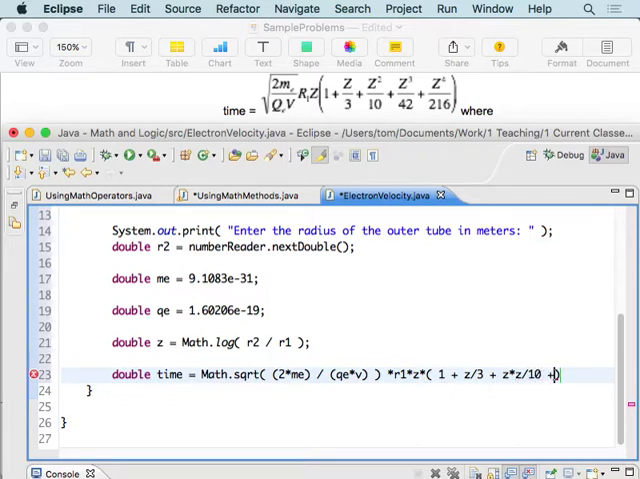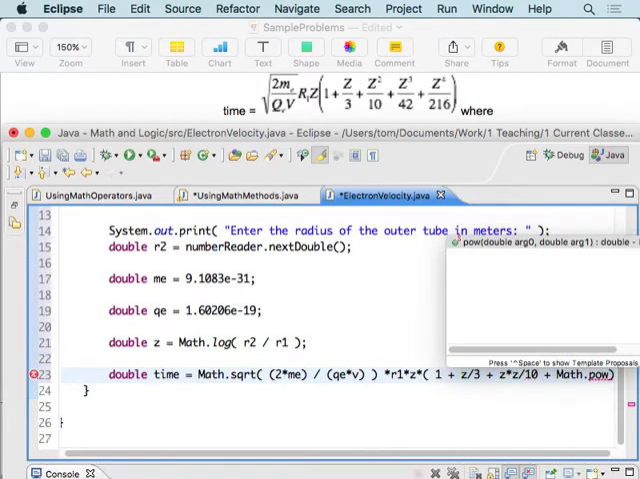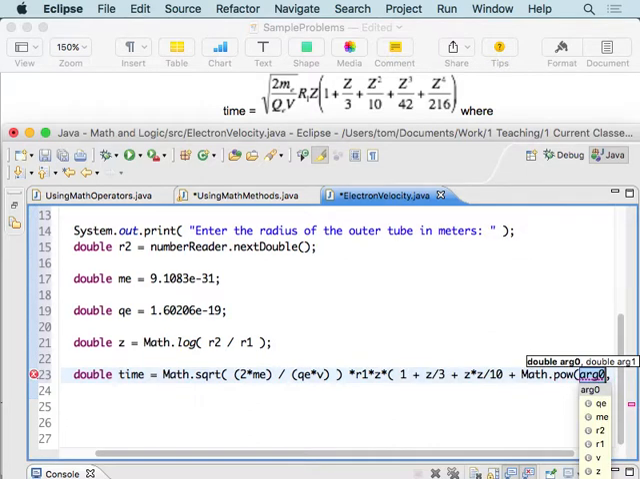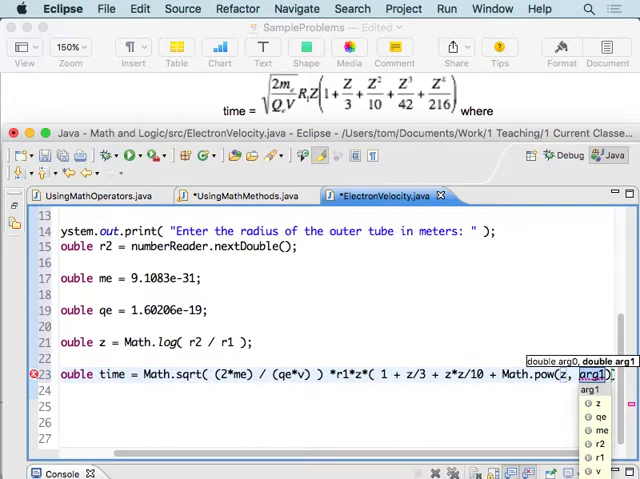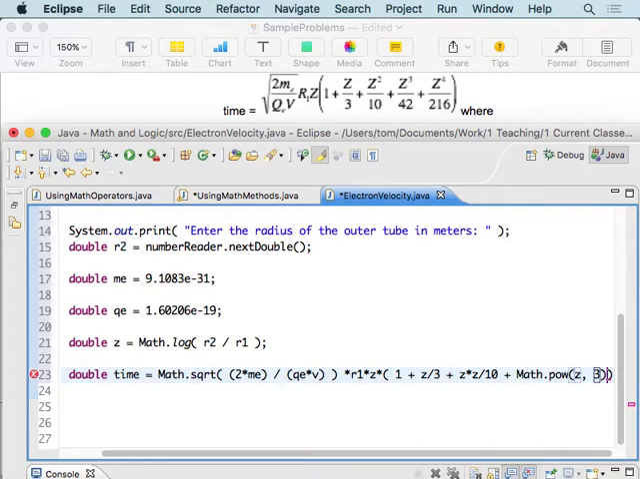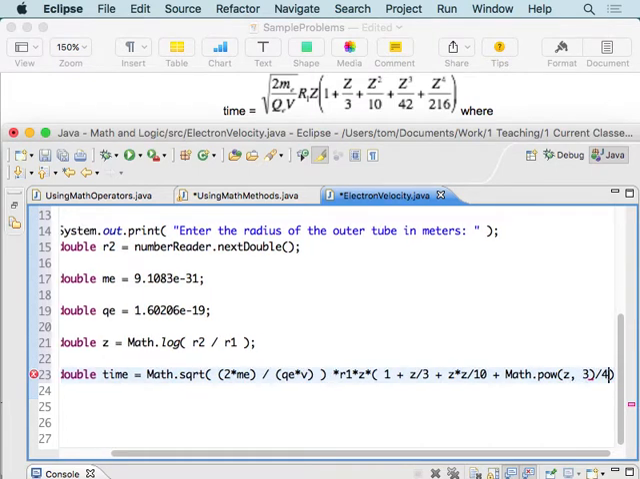okay, plus, right, z to the third. So I'll just do the POW method just so that we see some practice with it. Math.pow z, 3, so those are separated by commas, and that's being divided by 42.